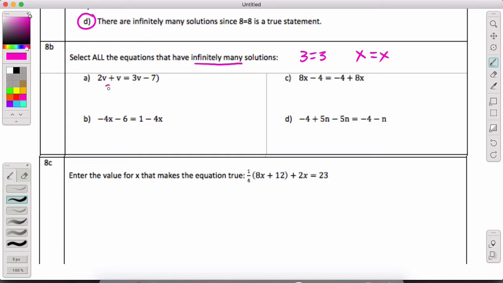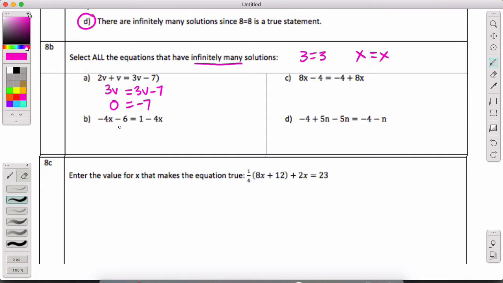Now looking at this one, do one quick step. 3v is when you add 2v and 1v equals 3v minus 7. Well, I know that 3v always equals 3v, but we've taken away an extra negative 7. So that is not going to have infinitely many solutions. I could do one more step and subtract 3v from both sides. I end up with 0 equals negative 7. That is never true, so that does not have infinitely many solutions.